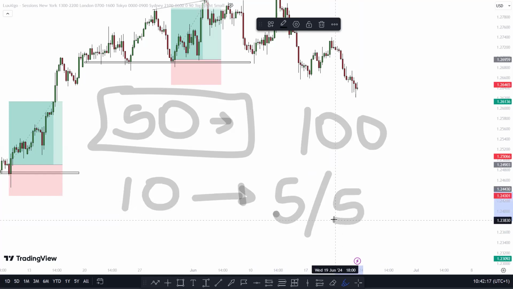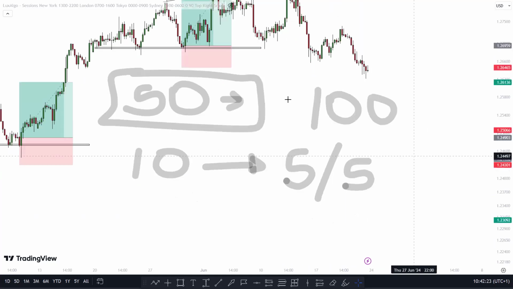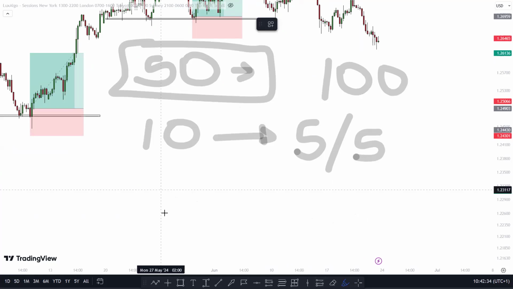Now let's do a simple calculation. A simple calculation suggests that if you are losing 5 trades, you are winning 5 trades. So what happens is that your profit would be 5. This is your profit.